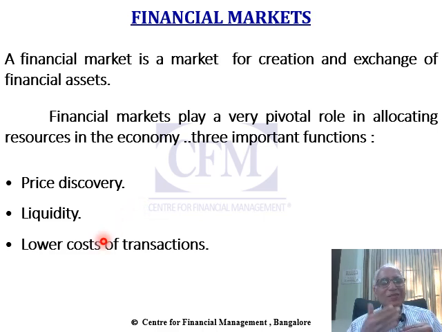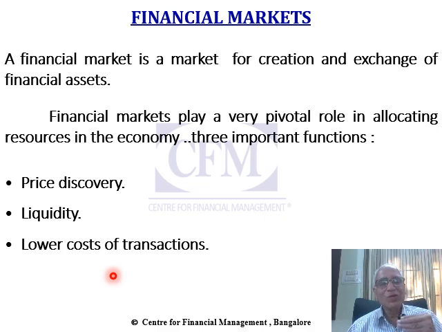Liquidity. Financial markets provide liquidity. An asset is liquid when you can buy or sell the asset at a price close to the prevailing market price and close the transaction or settle the transaction in 2 to 3 days. Lower cost of transactions. Financial markets have dramatically reduced the cost of transactions. Imagine what would happen if there is no organized stock exchange. As a potential buyer, you will have to find a potential seller, negotiate price, close the transaction, take counterparty risk.